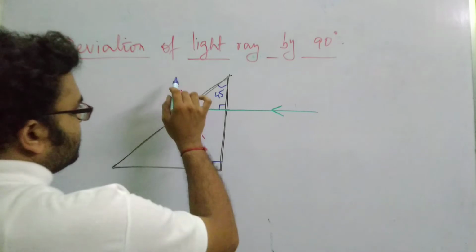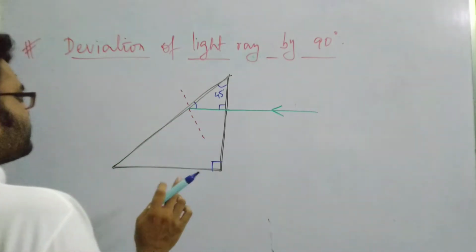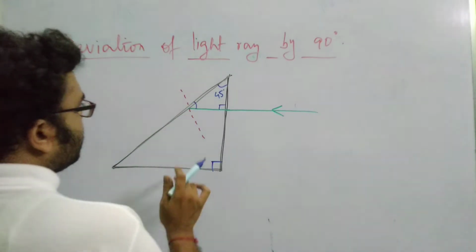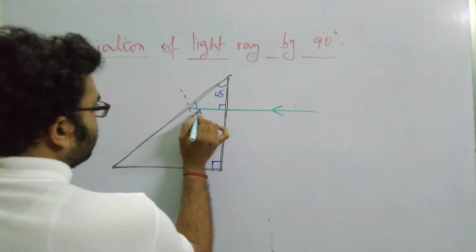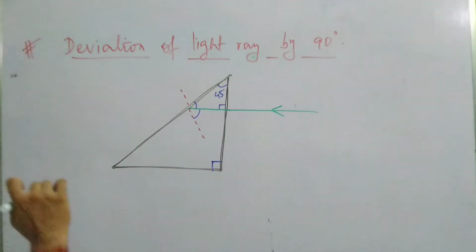And as you know, the red colored line is the normal drawn at the point of incidence. Hence, this angle will also be 48 degree. 90 minus 42 means 48 degree. So you can imagine that the light is incident on the glass surface at an angle of 48 degree, and the critical angle for the glass-air pair is 42 or 43 degree.